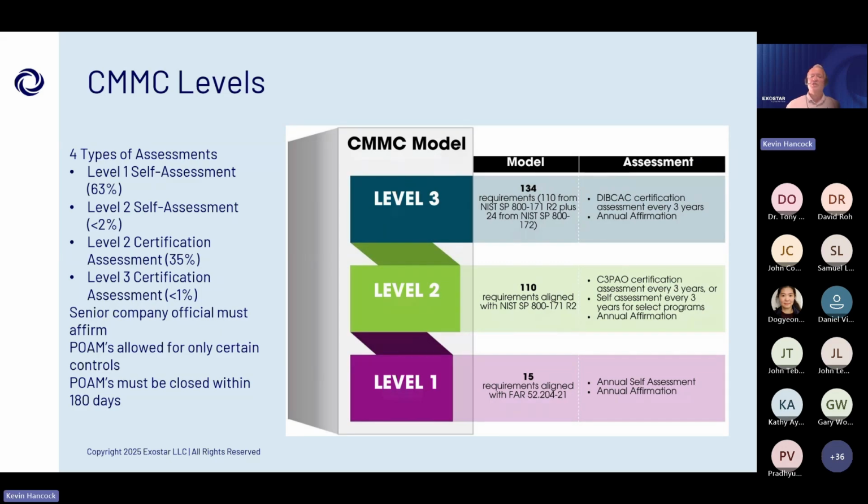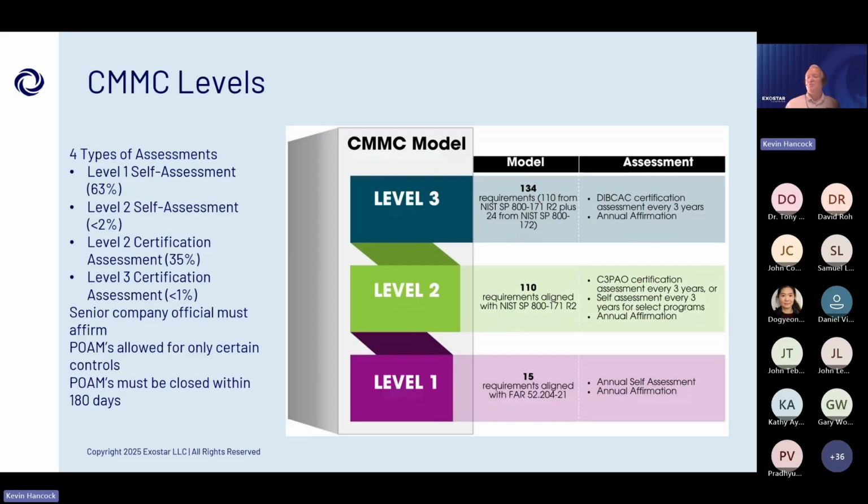And then if you're one of those few organizations that will be deemed to be level 3, then you've got those 110 requirements, an additional 24 requirements from NIST SP 800-172. And that will also require a third-party assessment, but that third party is going to be DIBCAC. DIBCAC is the audit agency within the Department of Defense that does it for the defense industrial base. That's the DIB in DIBCAC. All of these must be annually affirmed by a senior company official.